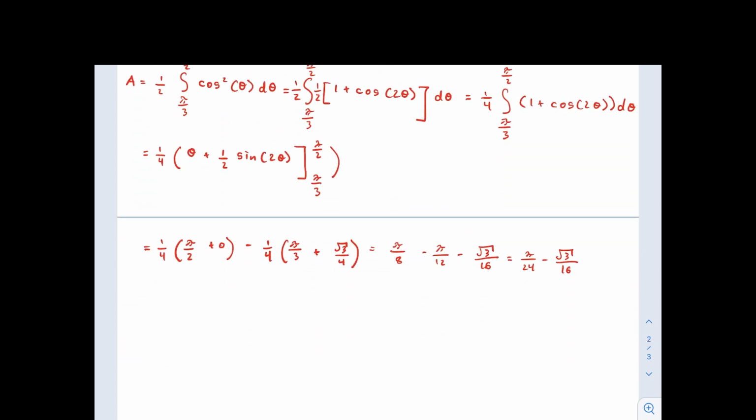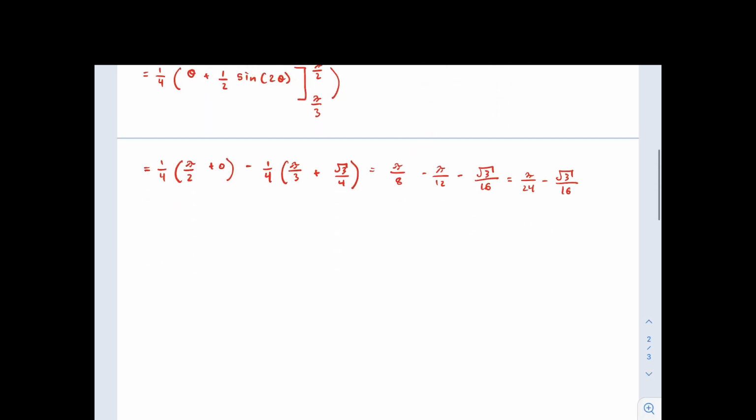And combining this with our result from our orange calculation, we get that area is pi over 24 plus pi over 24 minus the square root of 3 over 16. And this becomes pi over 12 minus the square root of 3 over 16.